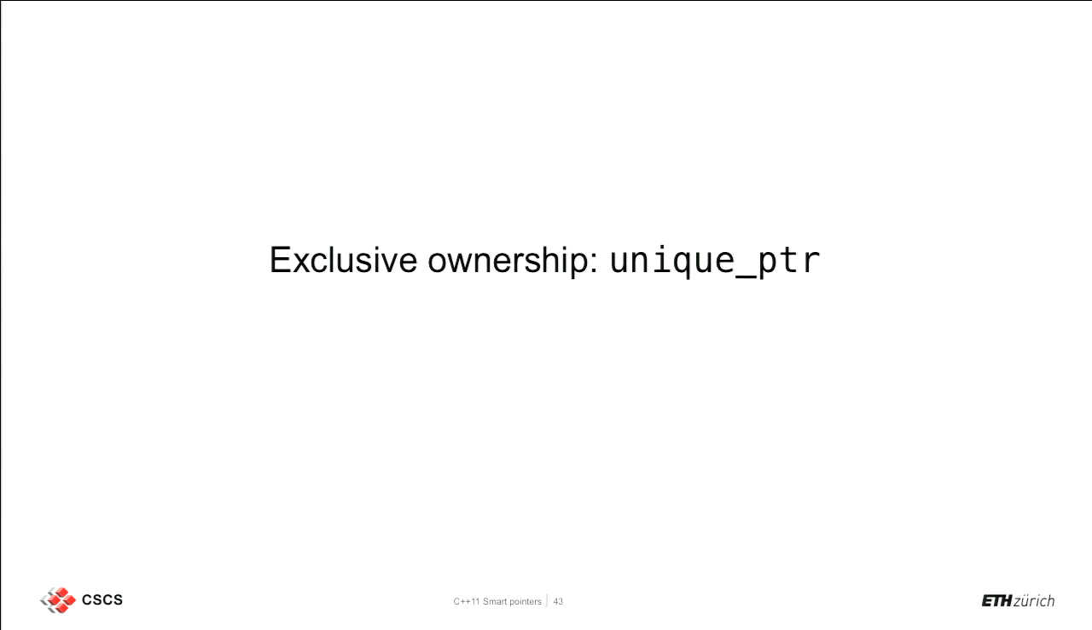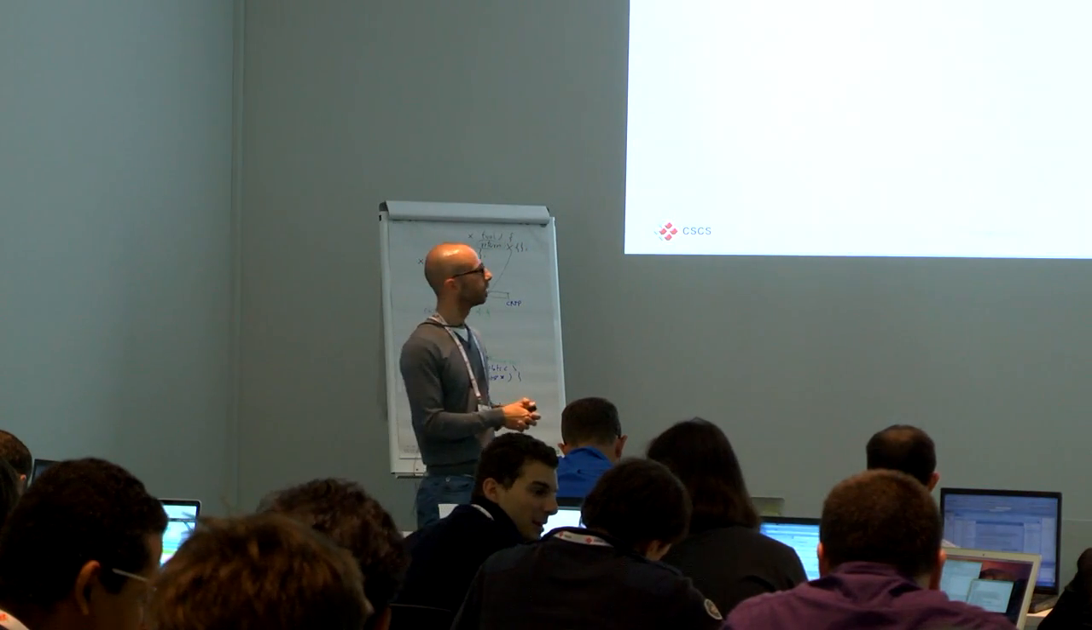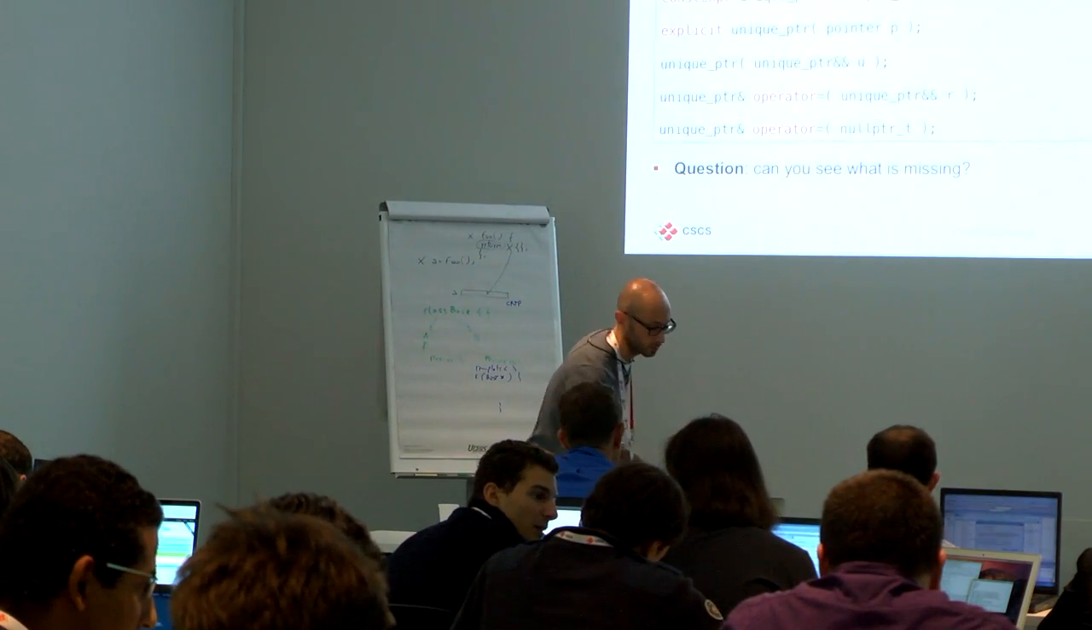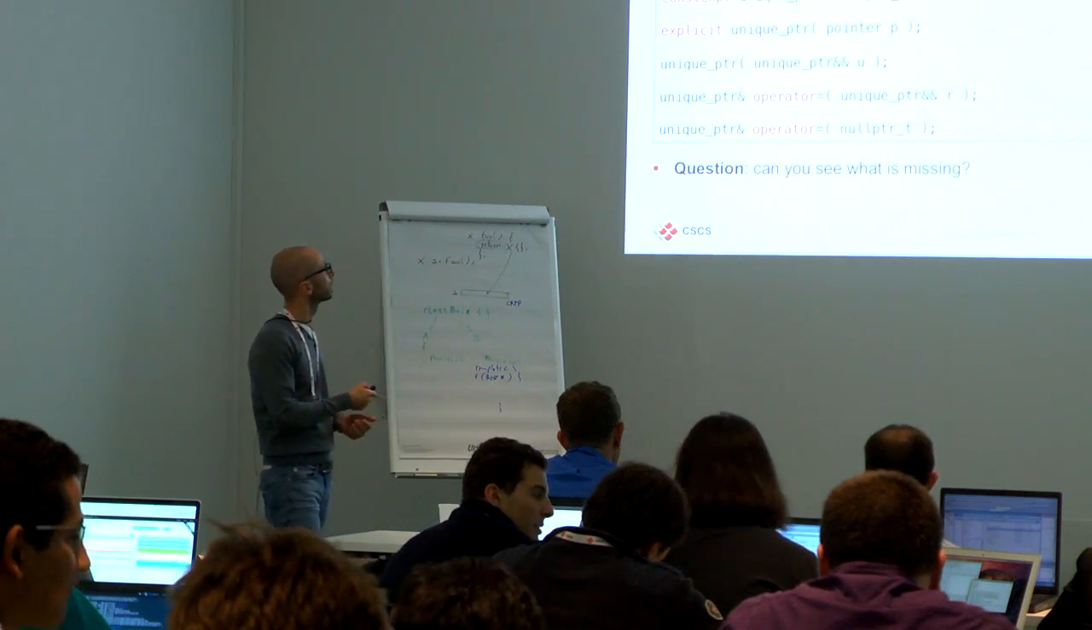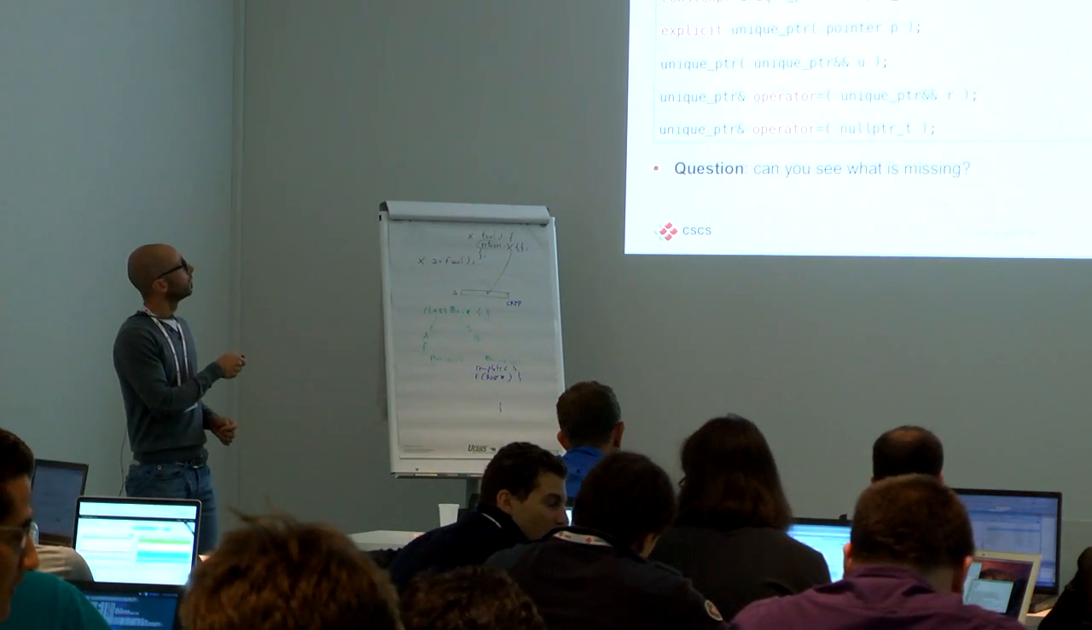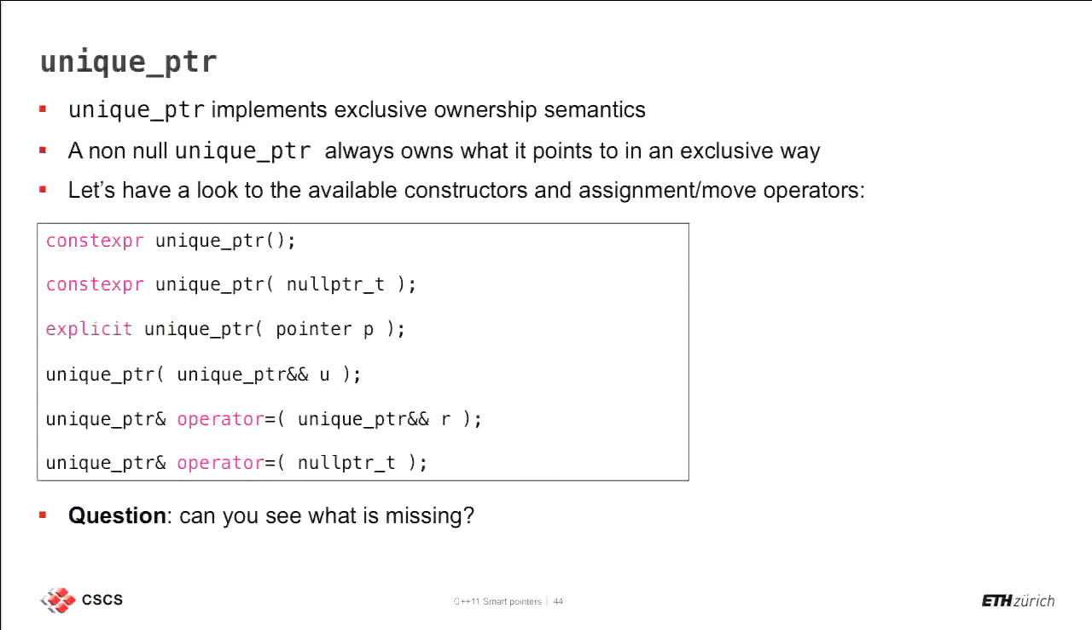Okay, so let's move to the last example of smart pointer. As I told you, there is a third type of smart pointer which implements the semantic of unique ownership, unlike the shared pointer and the weak pointer. So basically, when you have a unique pointer, you can be sure that the instance of unique pointer is the only instance that is pointing to the provided memory location. This is the concept of exclusive ownership semantics.